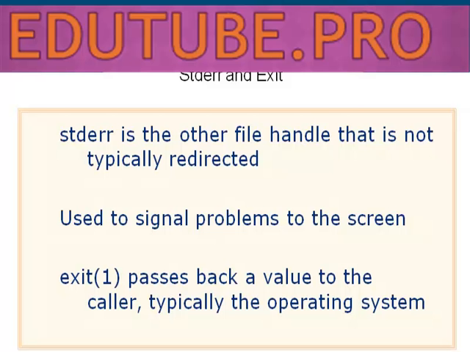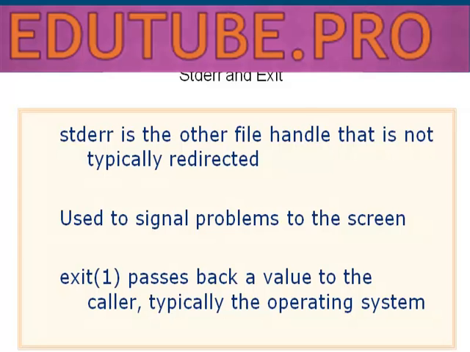Exit passes back a value to the caller, typically to the operating system. If you used to do some BAT file programming, you know that you can test the return value of a program and decide what to do. If 0 came back, that normally says that everything was fine. If you want to pass some other value back, then the caller of your program will get that information back from you, and then it can decide if you told it everything went okay or if there was an error.